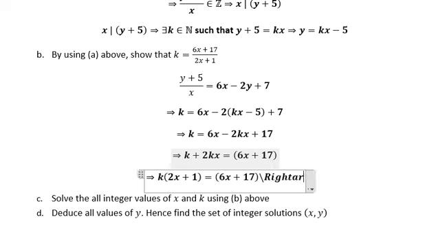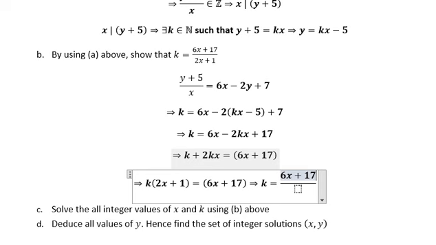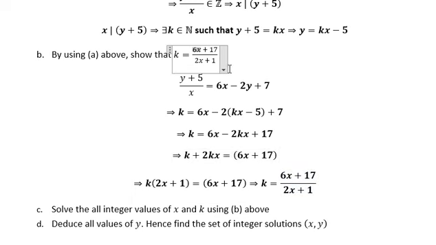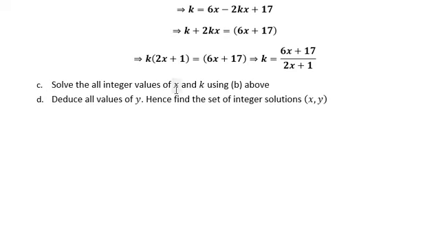So at the end of the day, what is k? K is going to give us (6x + 17) divided by (2x + 1). We have proven that that is k. Alright, now the next part of the question: solve for all integer values of x and k using b above.